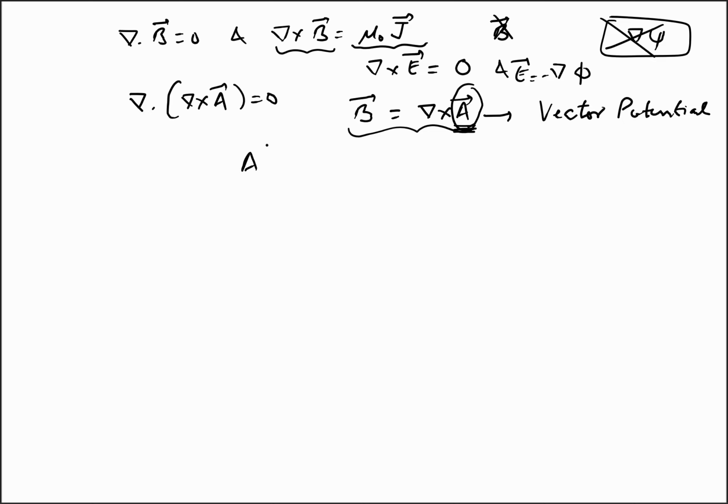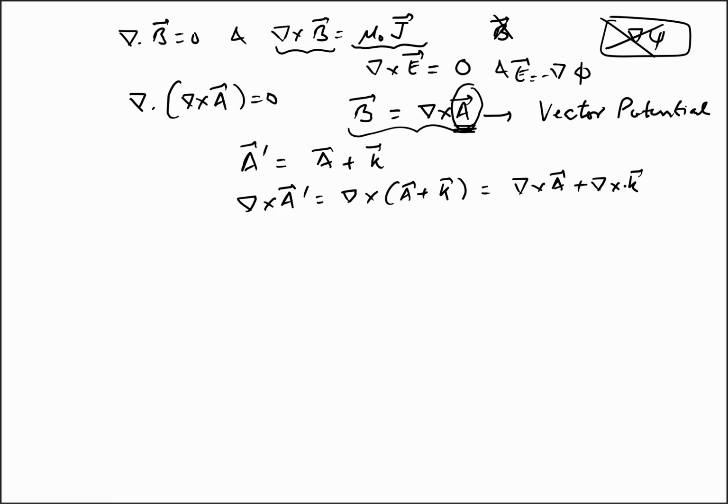Like if there is some A dash which is some A plus some constant vector K, then its curl, del cross A dash, is equal to del cross A plus K, which is equal to del cross A plus del cross K, and since this is a constant vector it will be equal to 0. So you see that for A dash also we have the same curl. So this implies that A is not unique here. We can add some constant vector to it.